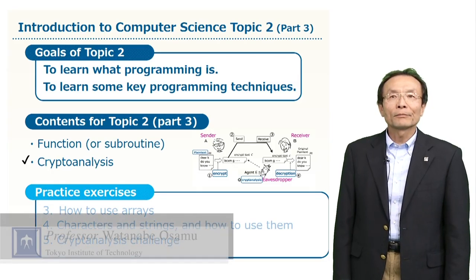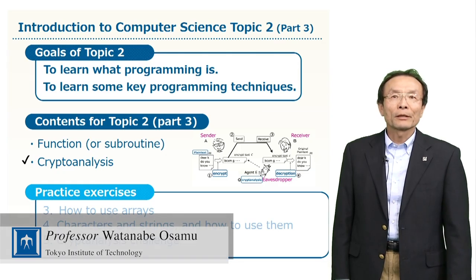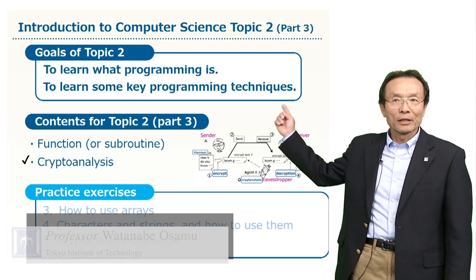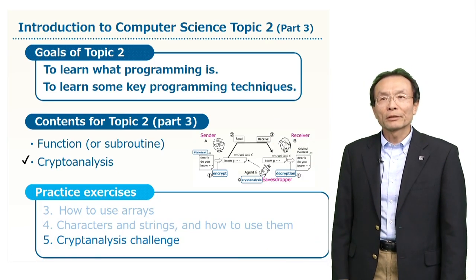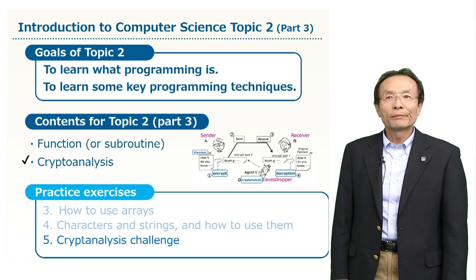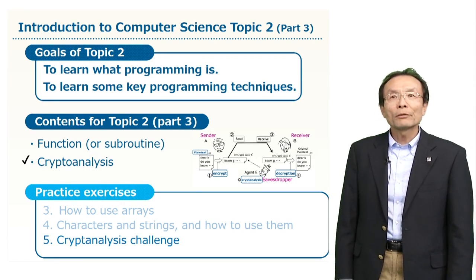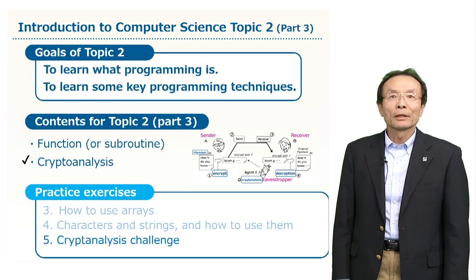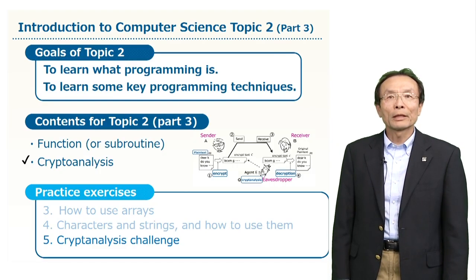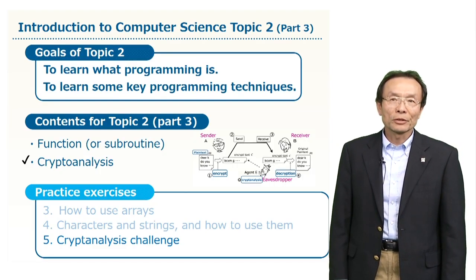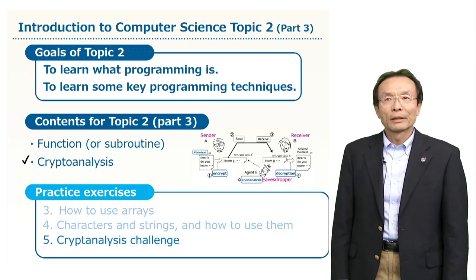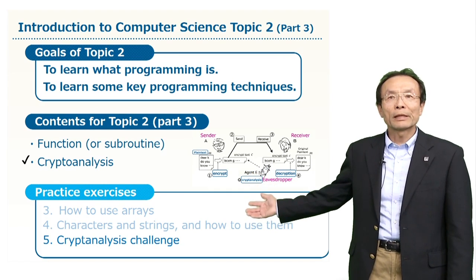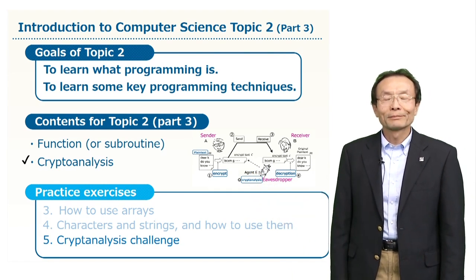As a second item of Part 3, let's try cryptanalysis. The goal of Topic 2 is to learn key programming techniques, and we have learned major techniques. So for reviewing these techniques, why don't we try our hand at making a program for cryptanalysis? In this lecture, we discuss the basic idea and outline of the program. Then the details will be explained in our practice exercise.